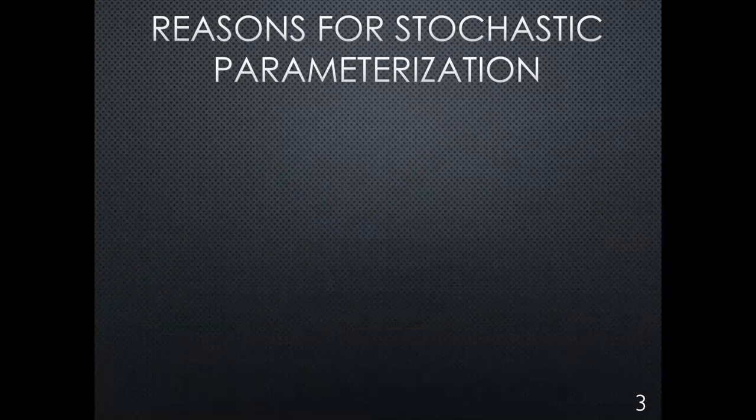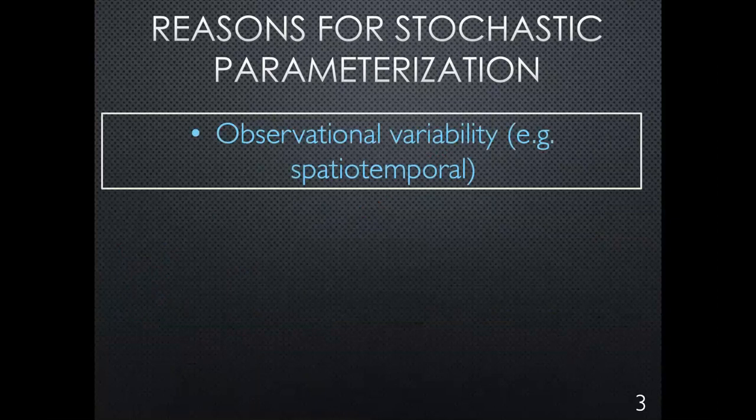More broadly, there's a range of justifications for stochastic parameterization. One of them, which is what I'll be focusing on in the first part of this presentation, is observational variability, such as spatiotemporal variability within a cloud, or even variability associated with some environmental dependence, such as temperature.